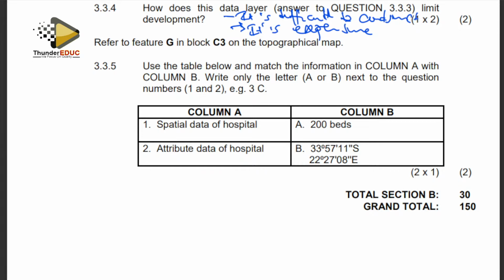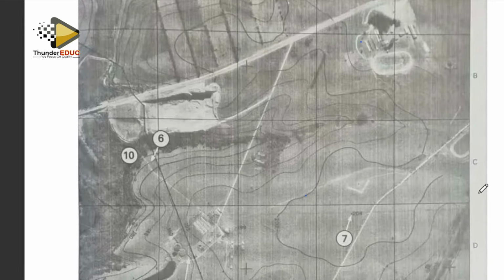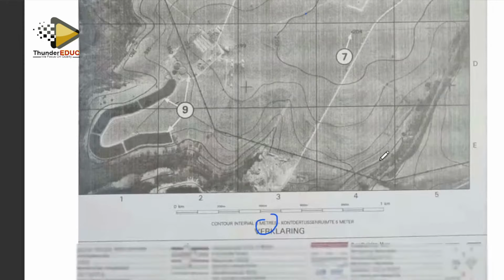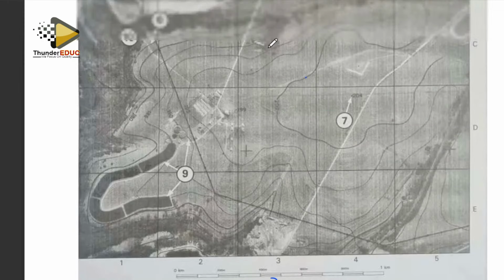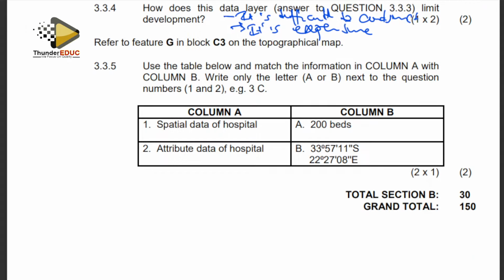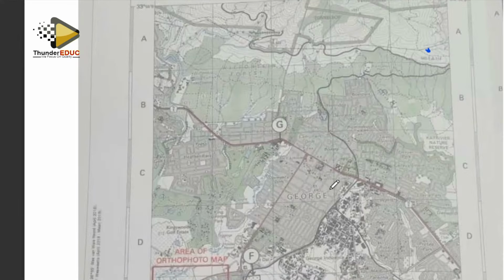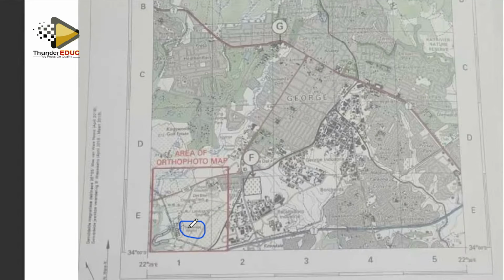Refer to feature G in block C3. Where is C3? Okay, this is here, C3. This one. The feature is there. How do we tell? You can combine. You come here, you can combine this. So it is somewhere around here.